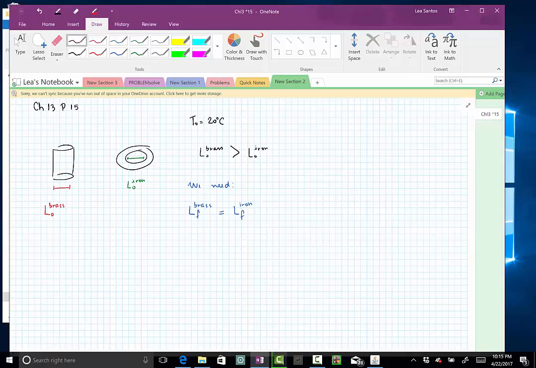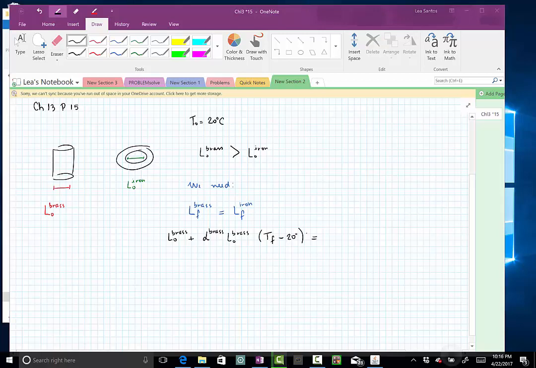So what is the equation? For brass, we have the initial length of this plug plus how much it's going to expand. How much it expands depends on the coefficient of linear expansion, so you have to look for this in a table. Then the initial length and the change in temperature. I do not know the final temperature, this is what we need to find, but I know that the initial is 20, already in Celsius. And this will be equal to the length of the iron, of the ring.